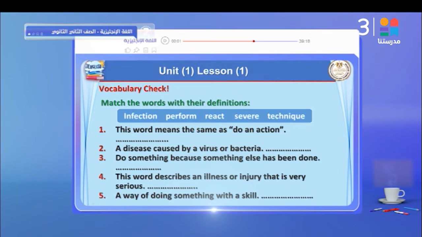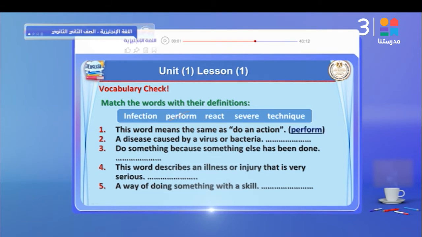Let's read those different definitions and do the matching, okay, to check. Number 1, this word means the same as do an action, okay? Which word here from the list means do an action? Of course, it's the word perform, okay? Perform is like do. So I can say perform CPR, okay? I can say do CPR. I can use them both in another context. I can use them away from the word CPR.